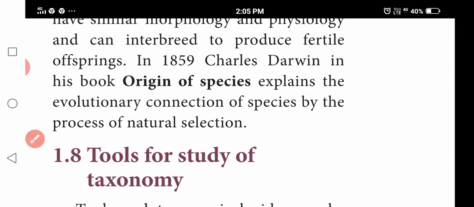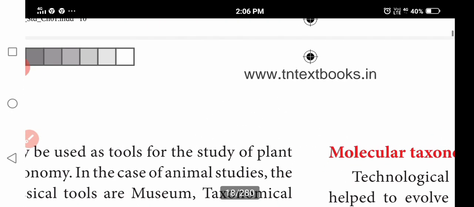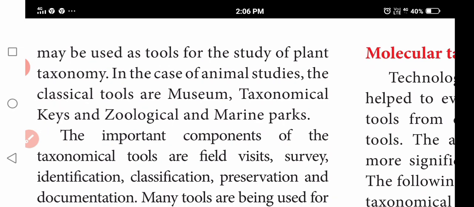Next one is tools for the study of taxonomy. What are the tools? Not iron tools. The tools means taxonomical aids, used in the study of plants as well as animals. For plants, what tools do you use? Herbarium and botanical gardens may be used in the study of plant taxonomy.